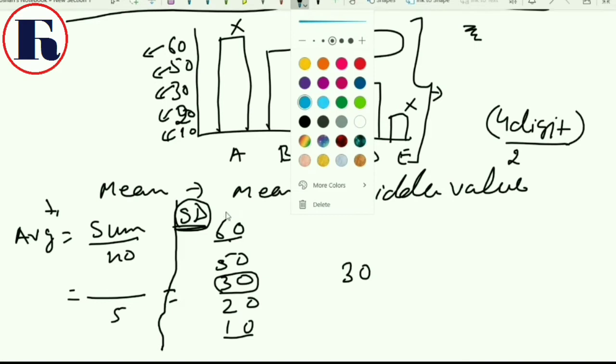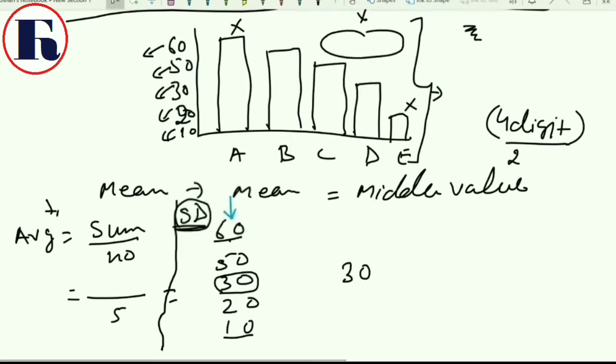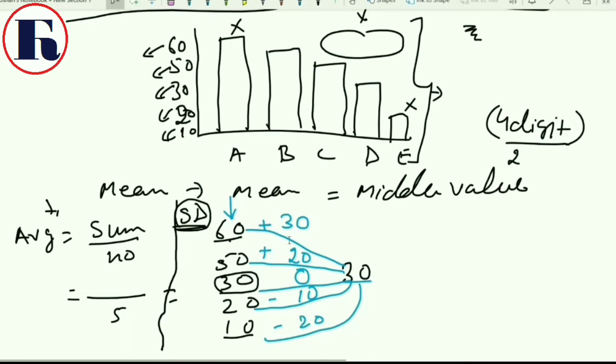Otherwise, you'll get confused. Always compare from this set. This 30 should be compared with this set, and we'll find the deviation. Deviation is nothing but the difference. What is the difference between 30 and 60? It is 30. And is 60 more or less? More. More means plus. Less means minus. So these terms are called deviations.